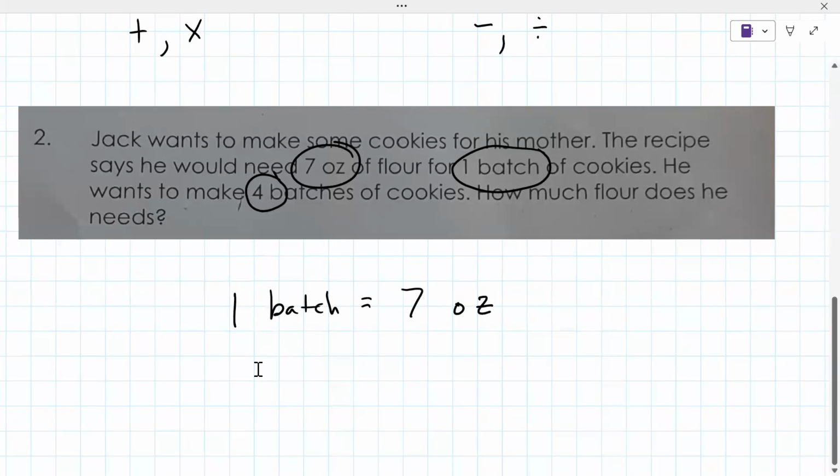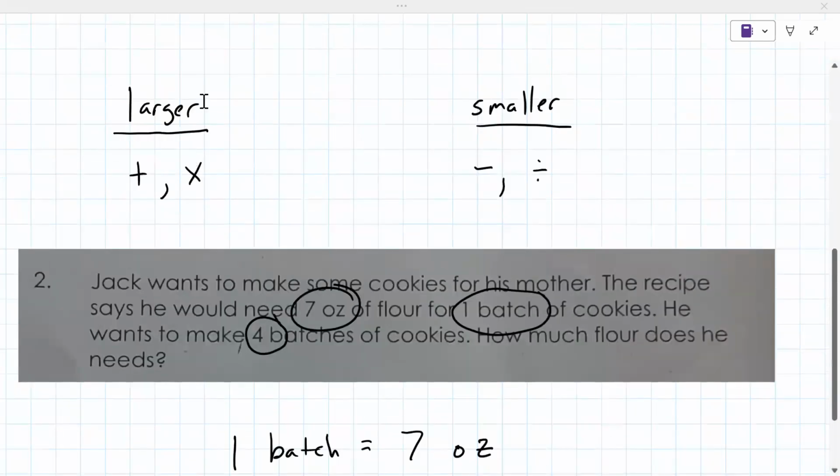So do we know how many batches or how many ounces we want? Batches. We want to make 4 batches. So how do you go from 1 to 4? You can count, but we have options. Are we getting bigger or smaller going from 1 to 4? Bigger. So we're either adding or multiplying. You can only do that by adding or multiplying.